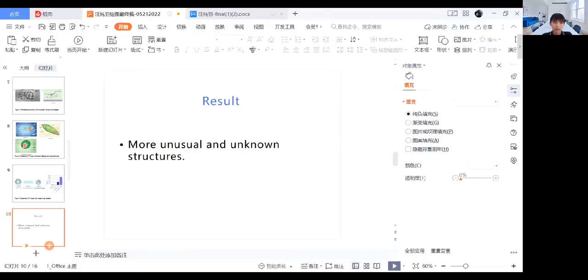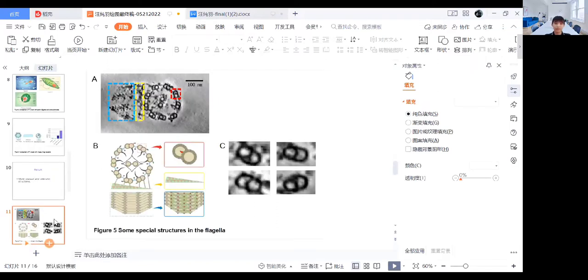I also observed some unusual and unknown structures, and I indicate them with three different color boxes. In the red box, it shows a pair of outer doublet microtubules with a protein-like protrusion. I also observed some more similar structures, and I put them in image C.